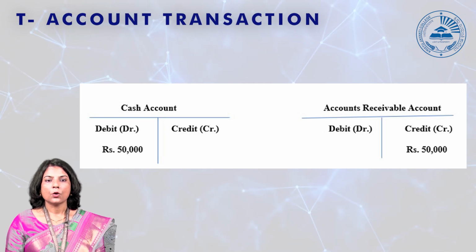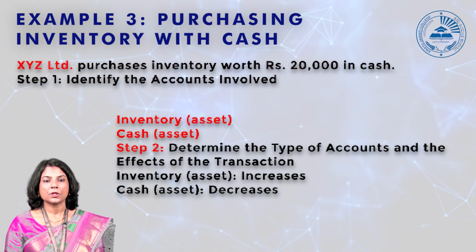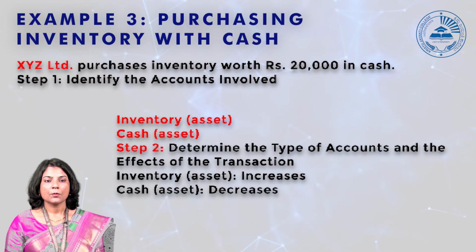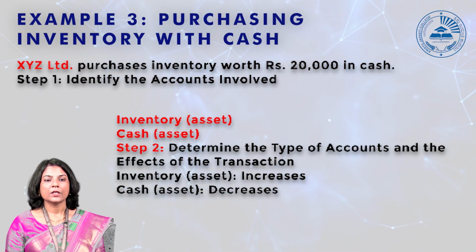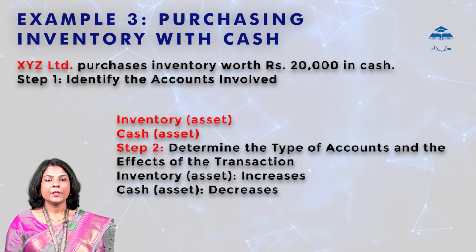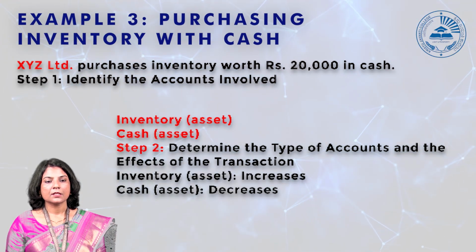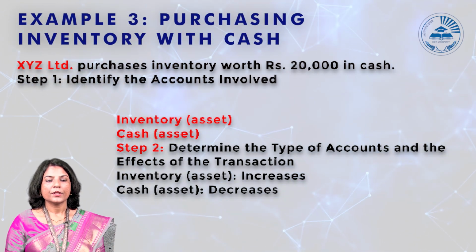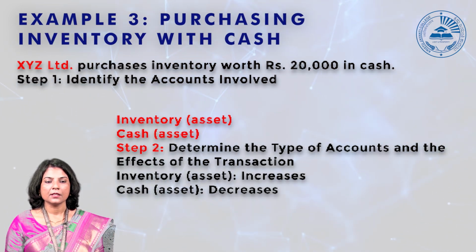Some other example, how purchasing. In the last example I discussed when the company has purchased equipment on credit, but now I will be discussing if the company has purchased inventory of rupees 20,000 in cash. So there will be two accounts, inventory account and cash account. Because the company has purchased inventory, there is an increase in inventory or assets account, and the company has paid in cash, so there will be a decrease in cash account.